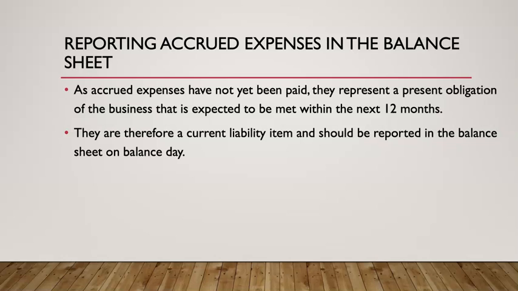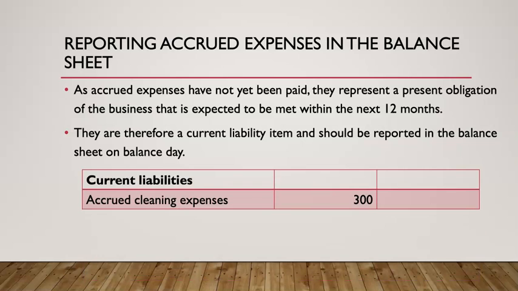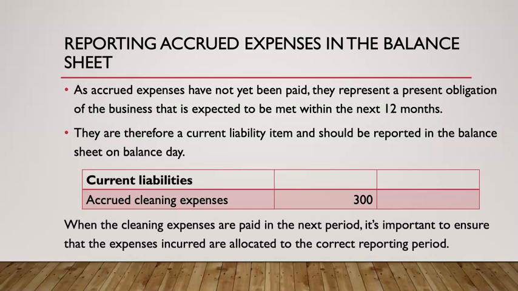That would be reported on the balance sheet on balance day as a current liability. So we'd have a new current liability called accrued cleaning expenses. So anytime you see the word accrued, you know we're talking about liabilities, and we are saying that we owe $300 more of liabilities of cleaning expenses. That might all seem pretty simple. All we're going to do is recognize what we owe, make a liability, and record an increase in our expenses.